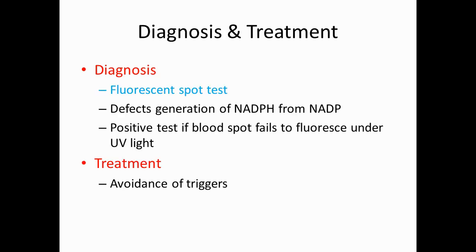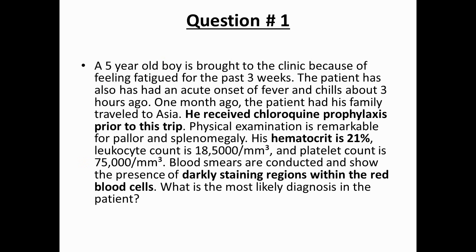For diagnosis of this disease, we use the fluorescent spot test. In this disease, there is a defect in the generation of NADPH from NADP, so the test is positive if the blood spot fails to fluoresce under UV light. And there is only one treatment, which is avoidance of triggers. So now we're going to see some questions related to G6PD deficiency.